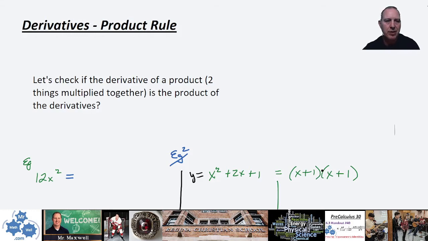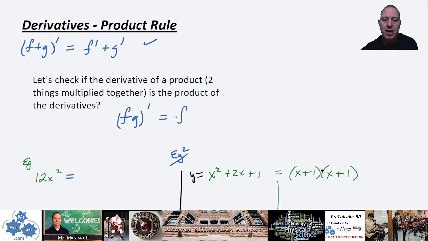If we have f plus g, and we're trying to take the derivative of that, the sum rule says that we could just add together the derivatives, and that's okay. But let's check to see if the derivative of a product, that is, two things that are multiplied together, is the same as the product of the derivatives. So can we do this? Is the derivative of f times g the same as f prime times g prime?